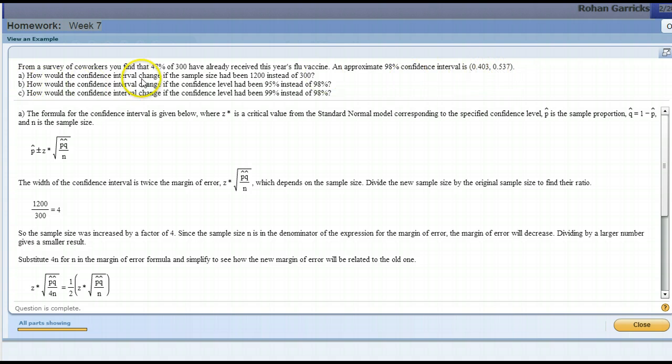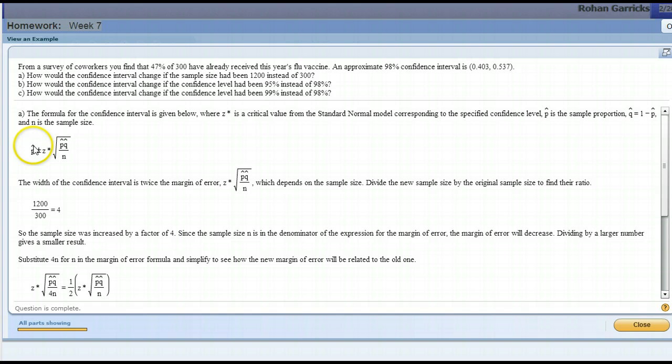Now, if you recall, in part A, we want to find how the confidence interval would change if the sample size had been 1200 instead of 300. And this formula here is what calculates the confidence interval. And how do you end up with two different numbers? You will remember that the plus or minus here is what gives you that.